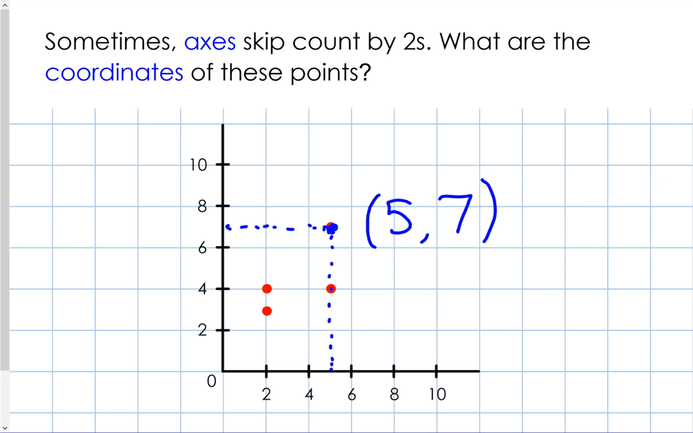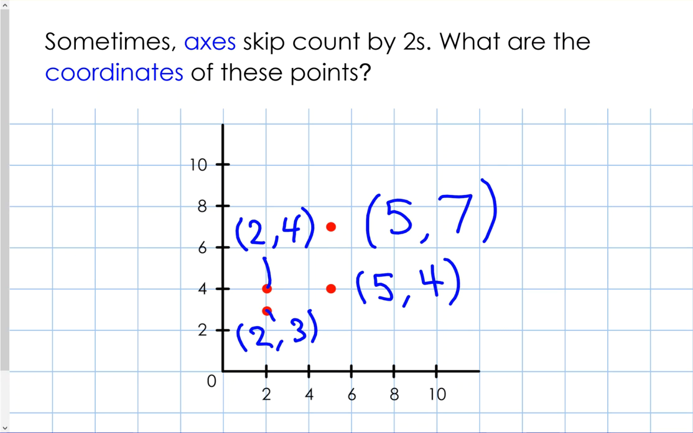Try writing the coordinates of the remaining 3 points and then check your answers. Check your answers now.